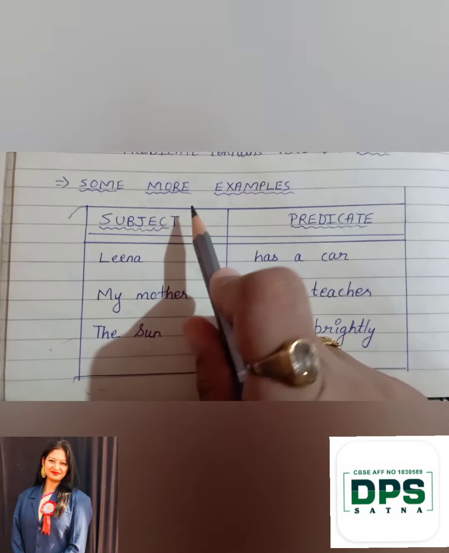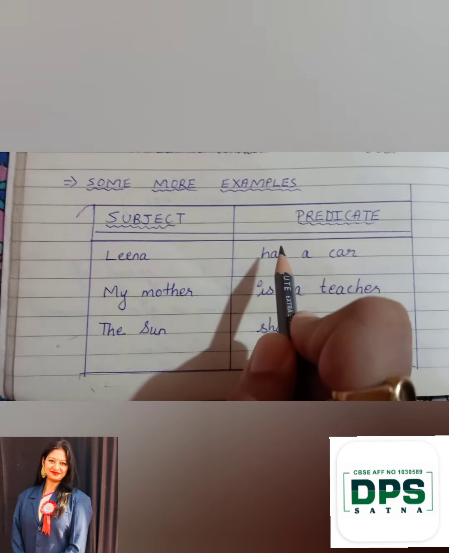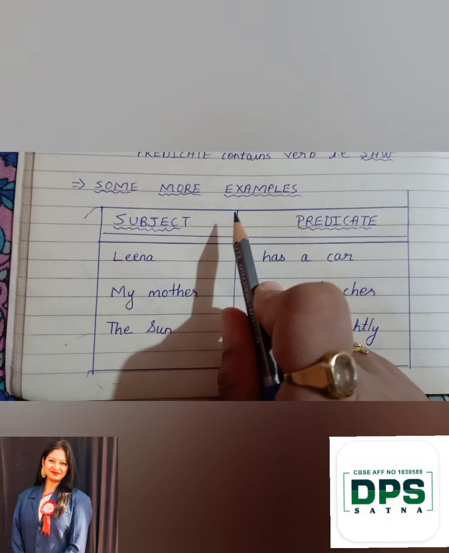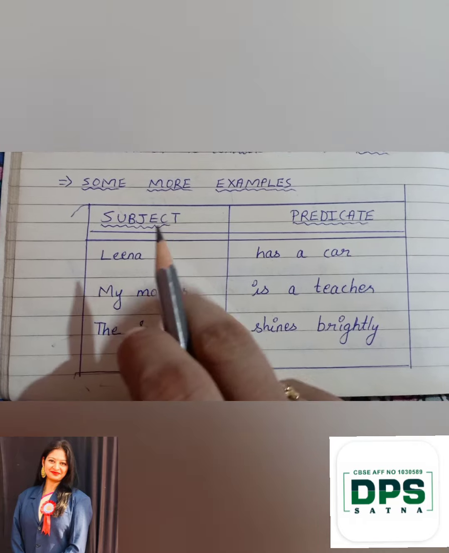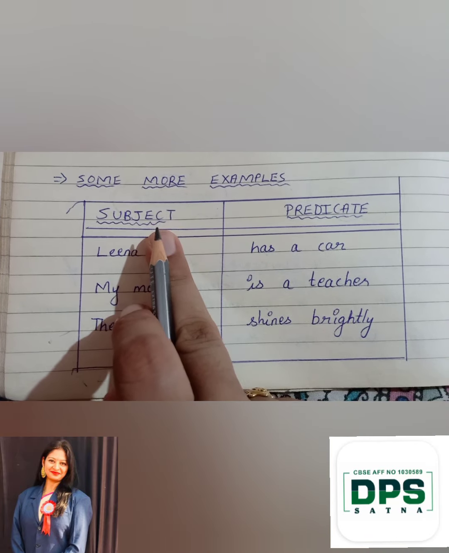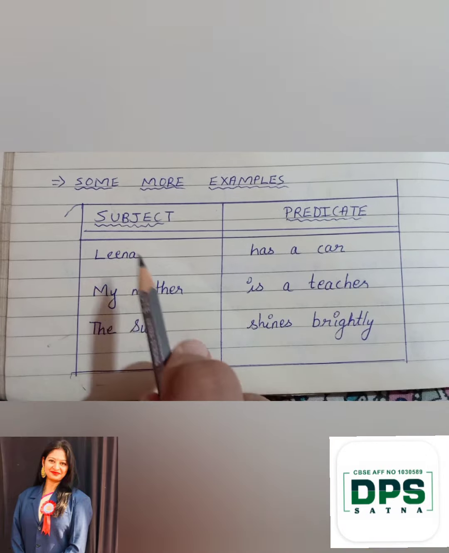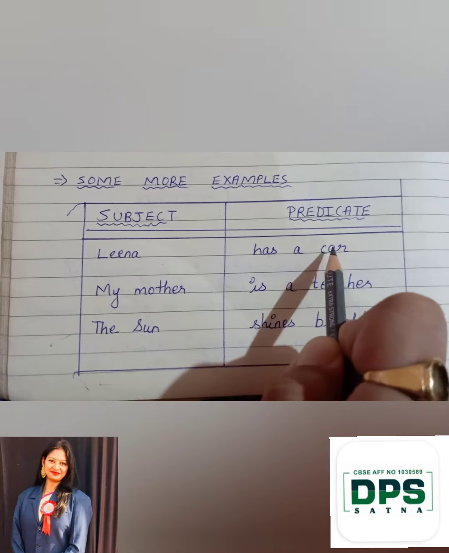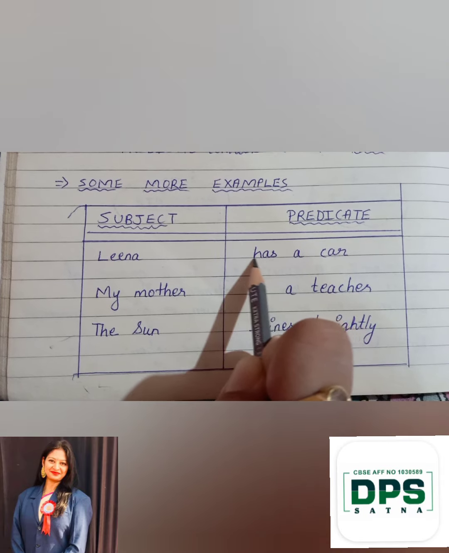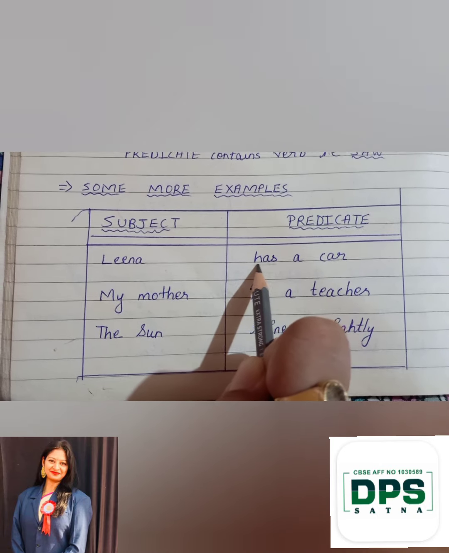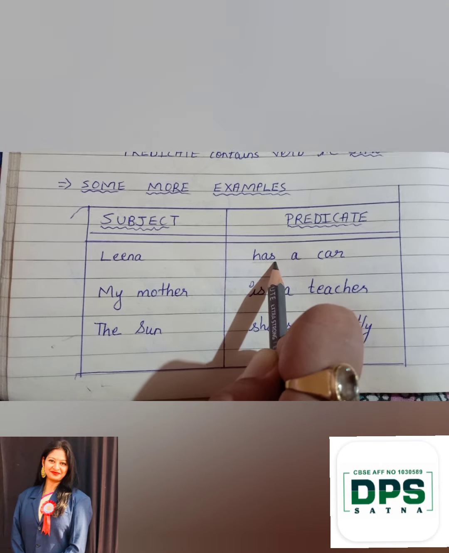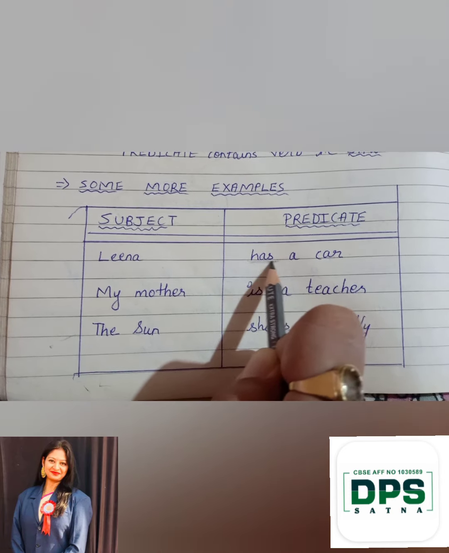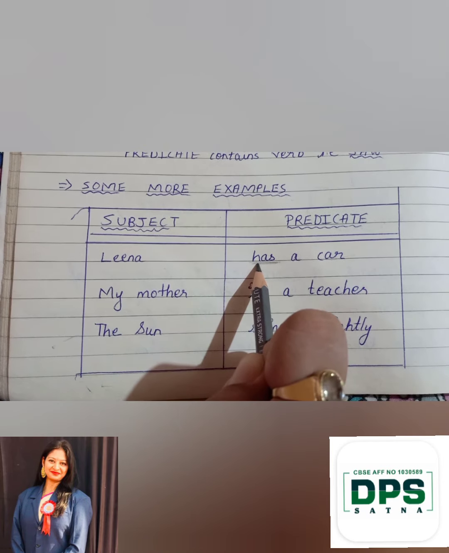Let me show you some more examples. Leena has a car. Now this is a complete statement, but again it is divided into two parts, that is your subject and predicate. So your subject is Leena and predicate is has a car. So here in this statement also you can see has is your verb. So when you see the verb, from there only your predicate starts.